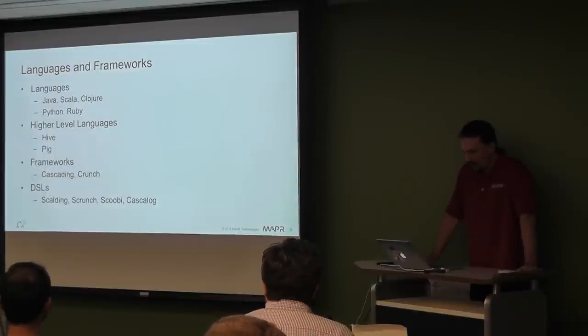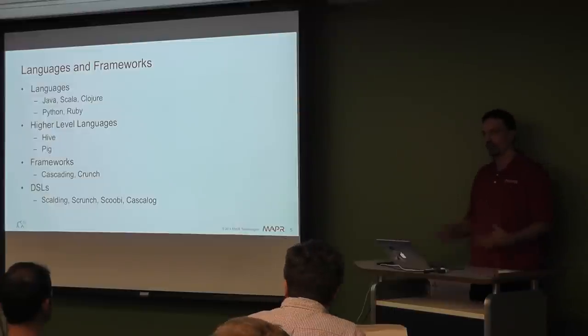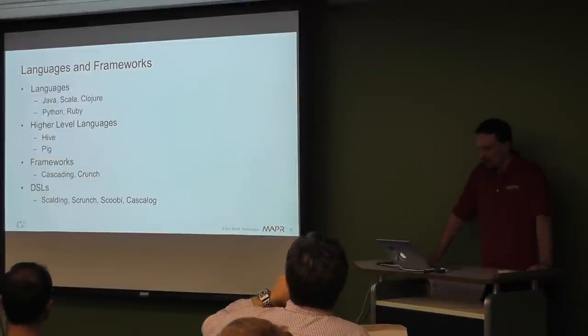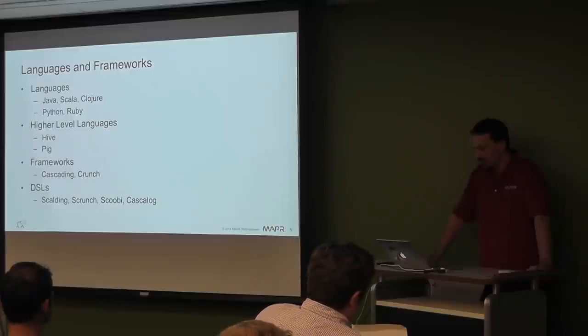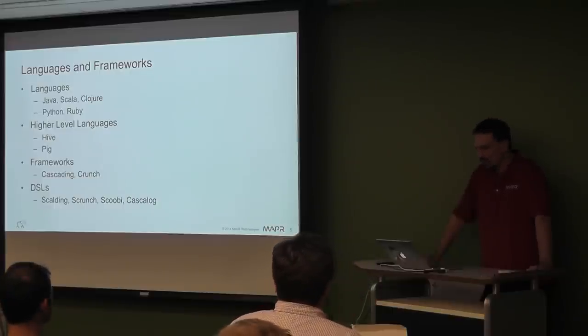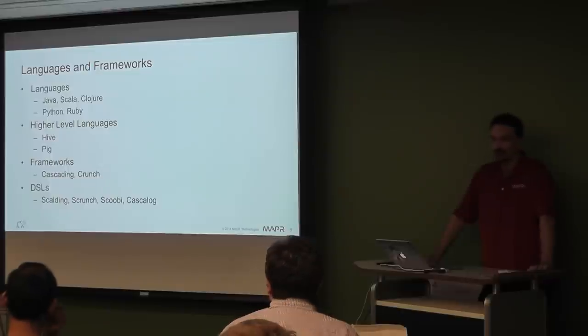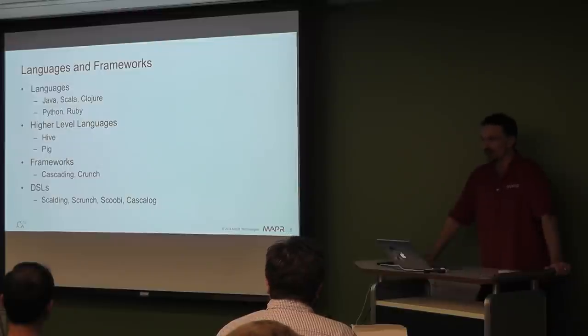With respect to how you do MapReduce, okay? It started out pretty much all Java MapReduce. Scala came on the scene, Clojure came on the scene, Java-based, or Java runtime-based. Python and Ruby picked up a little bit of steam. The higher level languages, does anybody know why the higher level languages showed up? What was the real driving motivation behind these? Because everyone hates writing MapReduce.